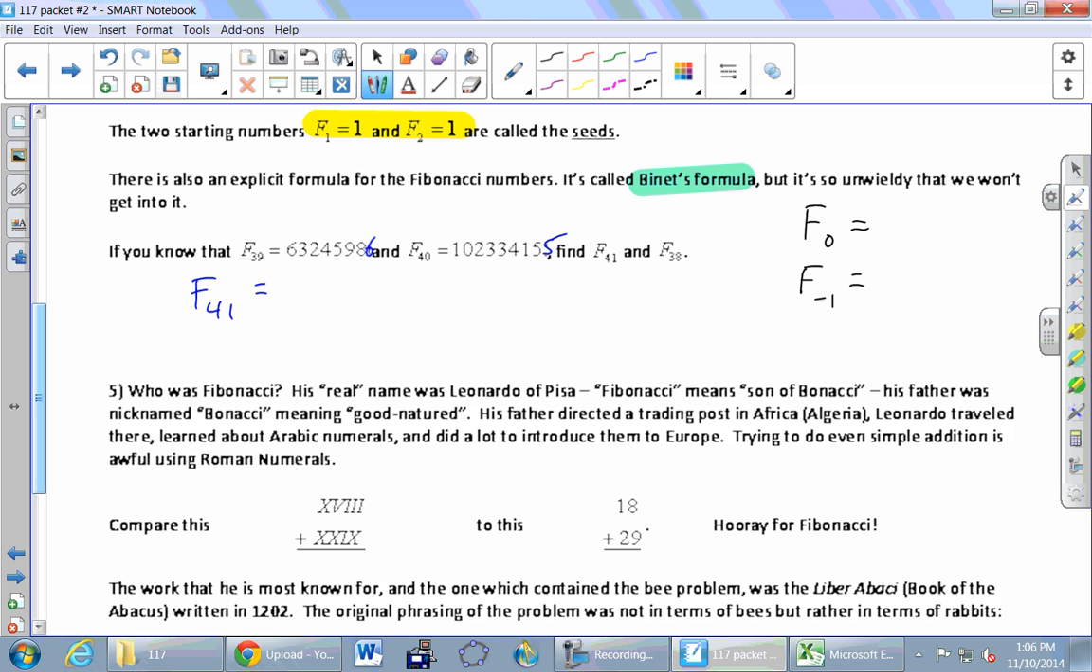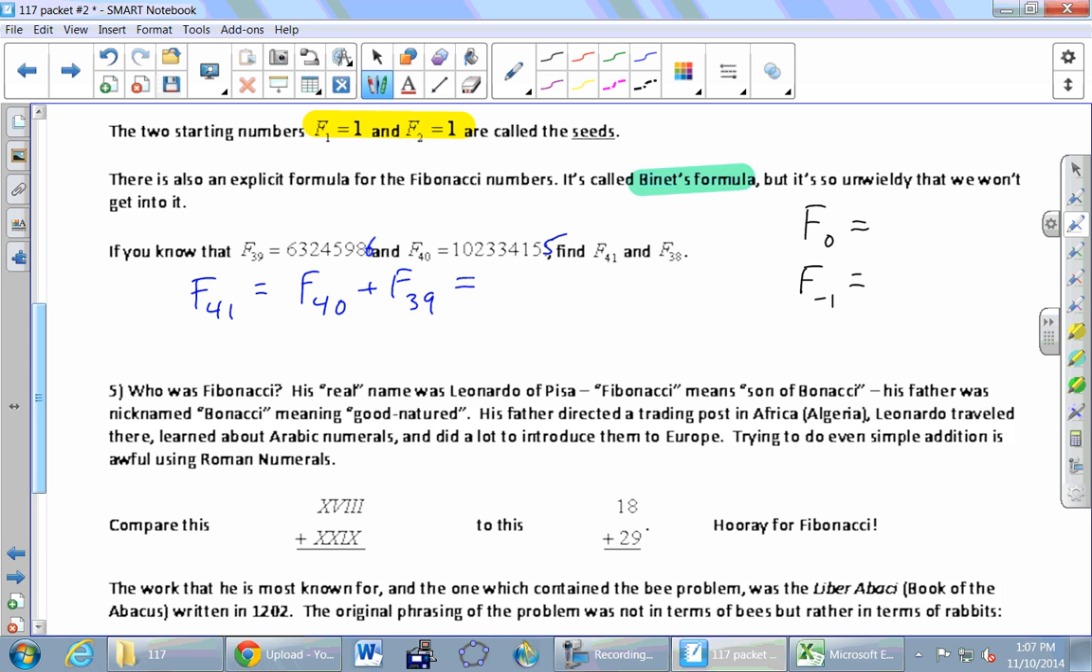All right, how do I find the 41st number given the 39th and the 40th? Tony? Yeah, how do I get the 41? Do we subtract them? I don't think we want to subtract to find the 41st. I think we want to add these two numbers, because our basic rule for the Fibonacci list is you just add the two previous and that gives you the next. So we're just going to add these numbers up. So it's the 40th number plus the 39th number.